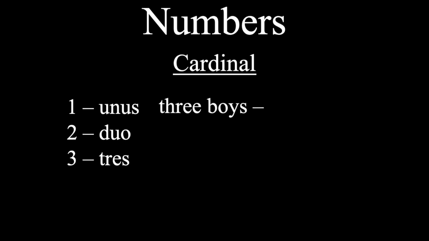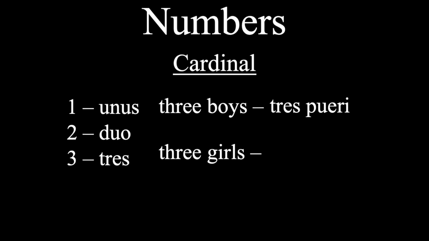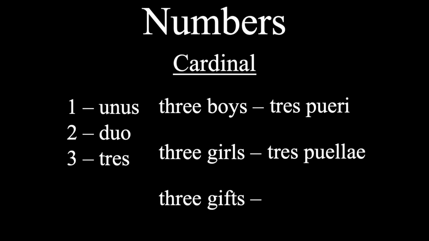For three, we're actually going to use third declension endings, which we haven't covered yet, so they won't look familiar to you at this point. But for three boys, we would say tres pueri. Three girls, we would have tres puellae. And for three gifts, we would have tria dona. If we change this to the accusative, we'd actually have the same Latin words for three every time. So in the accusative, it would be tres pueros, tres puellas, and tria dona again.